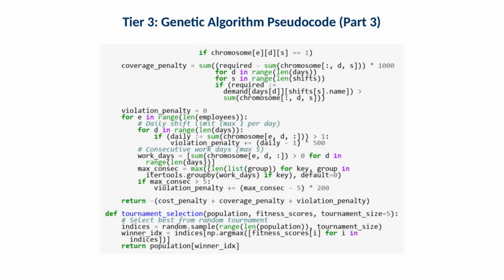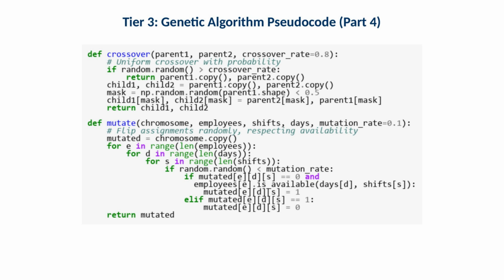This segment often covers crossover and mutation operators. Crossover combines two parent schedules to produce offspring. Mutation randomly tweaks assignments to explore new patterns. This part typically includes the main generation loop, elitism, and stopping criteria. Elitism preserves the best schedules, so progress is not lost. The loop repeats for a fixed number of generations or until improvement stalls.